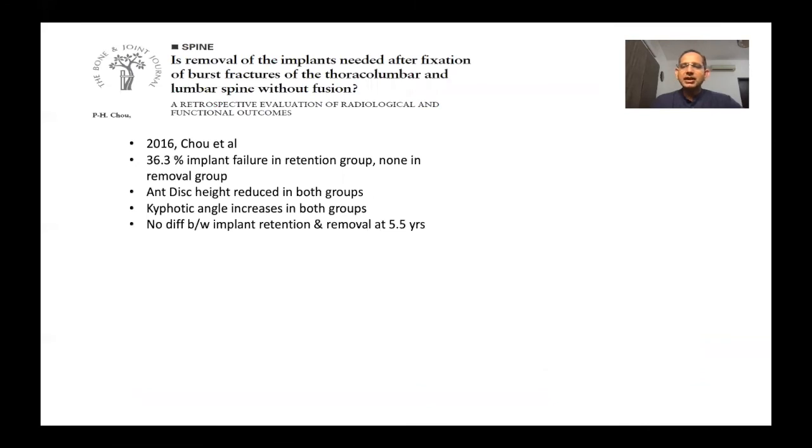A very interesting article by Chow et al. in 2016 was on the need for removal of implants after fixation of burst fractures without fusion. And what they showed was that one third of their patients in the retention group had implant failure. Obviously, none in the removal group had implant failure because they were removed before they broke.